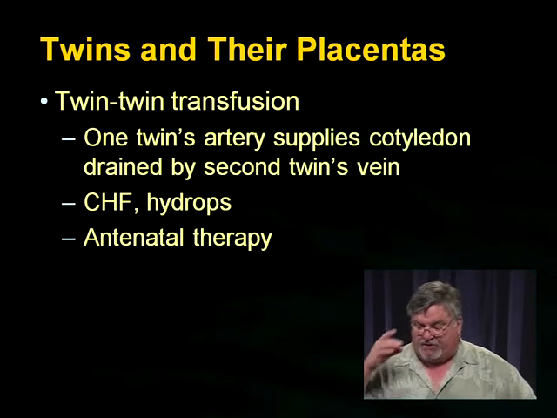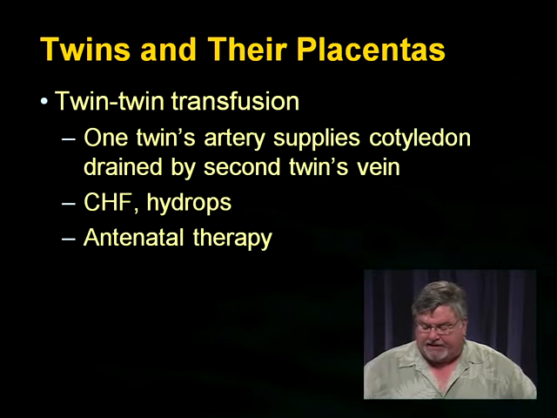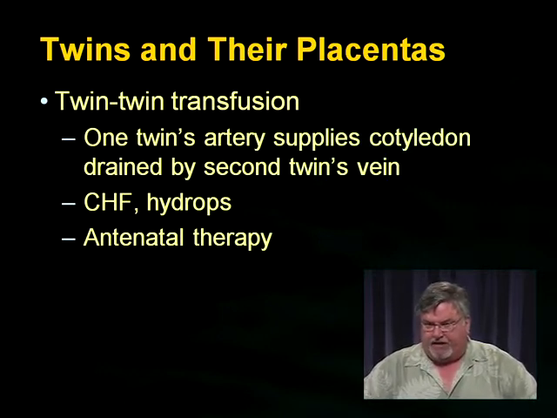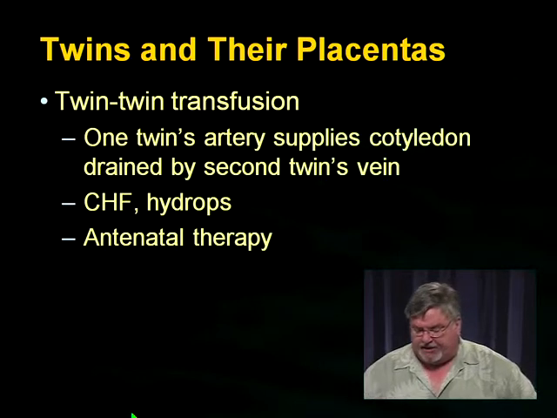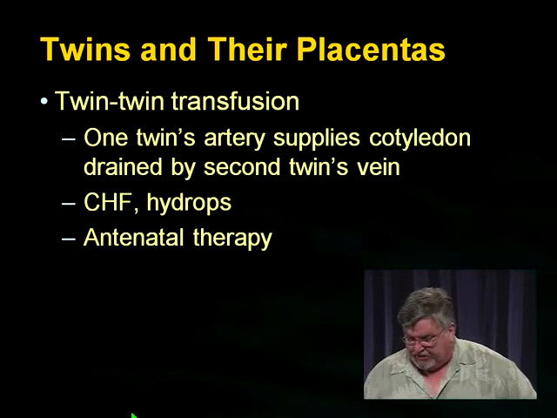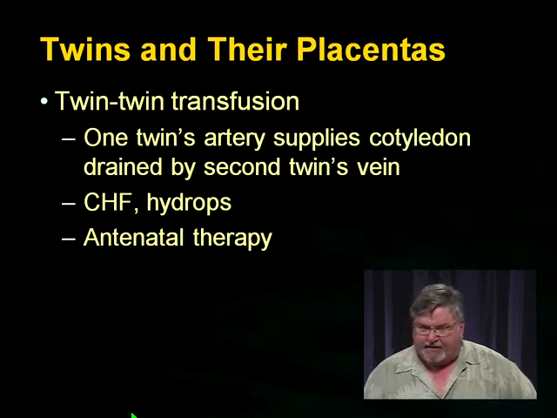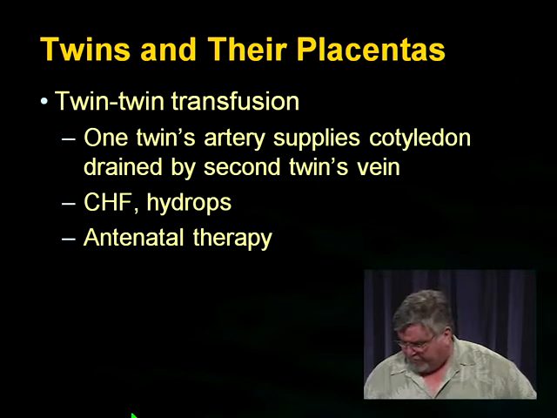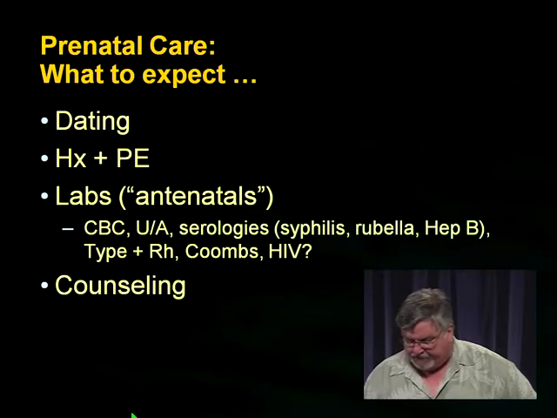Twin-twin transfusion is when one twin's artery supplies a cotyledon that's drained by the second twin's vein. If it's severe, it can cause congestive heart failure and hydrops. And there is now antenatal therapy where they can actually cauterize the offending connections. So twin-twin transfusion is generally defined as a hemoglobin that's more than 15% different between the two twins.